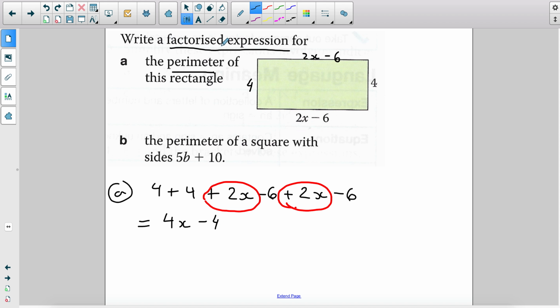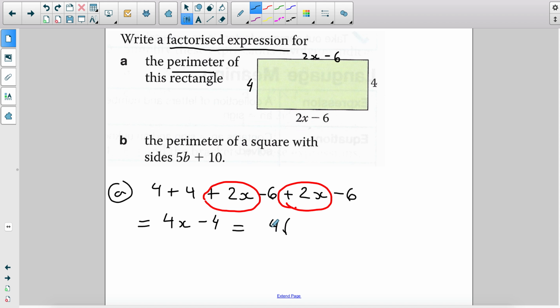Now, we need it in factorized form. Always remember to read the question again. So we take out the highest common factor. That's the first step you do. The highest common factor between 4x and negative 4 is just 4. And then we open a bracket. They don't share any letters, that's why we just immediately open a bracket.